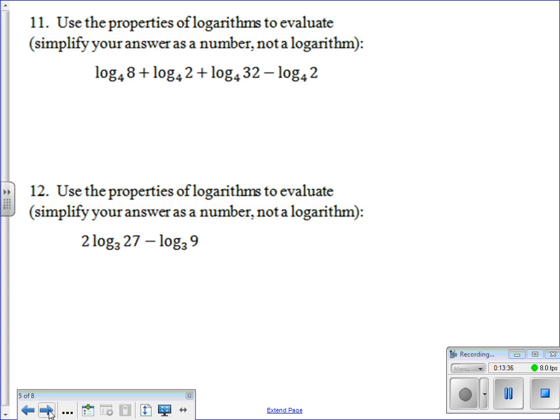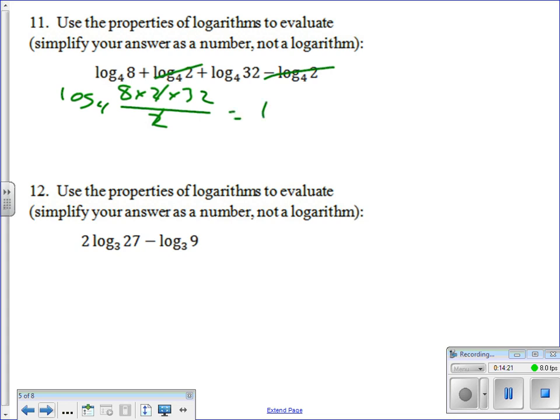Same idea. Using properties of logarithms to evaluate. So the first thing you need to do is simplify it down into one logarithm, or I should say that's the easiest thing to do. So there's no powers, no numbers I need to worry about in front. So this is log base 4 of 8 times 2 times 32 divided by 2. Right? Everything that's plus is multiplication. Everything minus is subtraction. I mean division. So your 2's here cancel each other out. And you can go like this right here anyways, because it's the same thing.